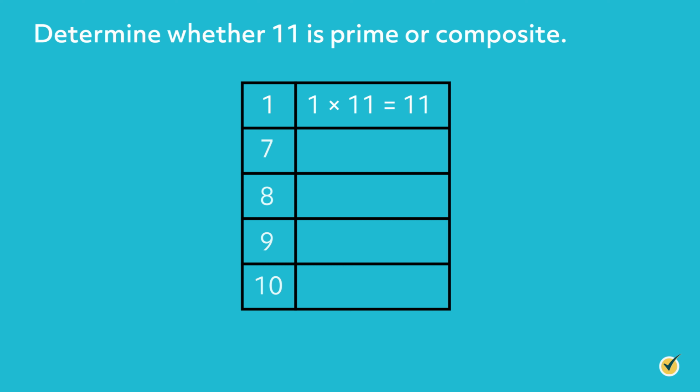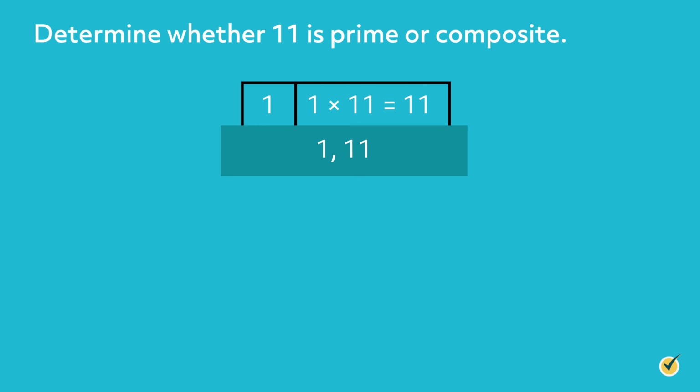7, 8, 9, and 10 aren't factors of 11 either. 11 is a factor because 11 times 1 equals 11, however, we've already listed 1 and 11 as factors. Since these are the only two factors of 11, that means it's a prime number, because the only way to get a product of 11 is by multiplying it by 1 and 11.